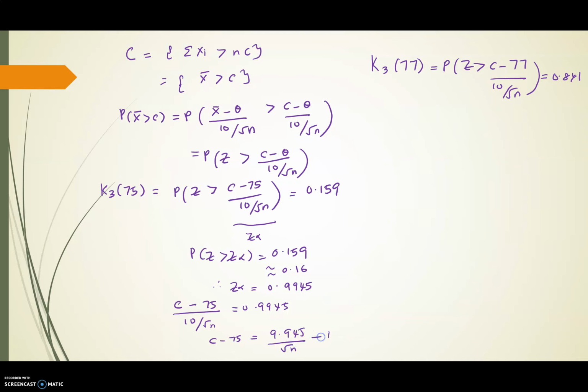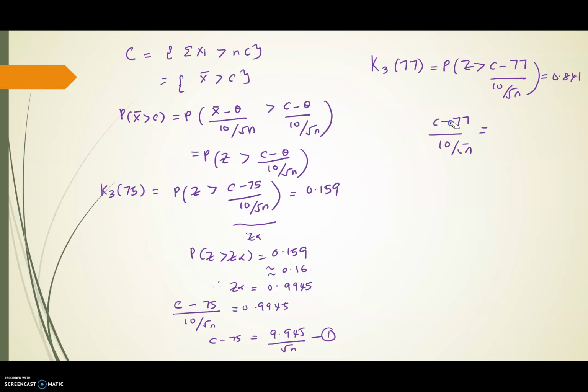So we have this equation. Let's say we denote the first equation as equation 1. Okay, next we have (C minus 77) divided by 10 over square root of n is 0.841. Okay, so the same criteria. So let's say we have C minus 77, so 0.841.